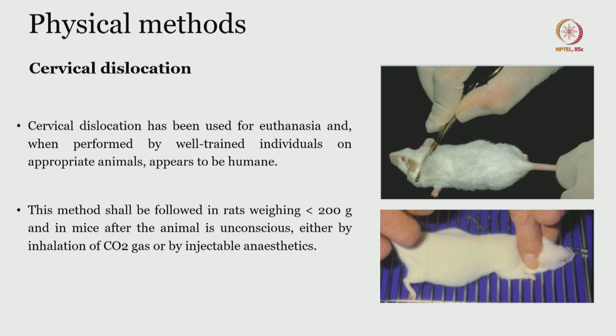So cervical dislocation has been used for euthanasia, and when performed by a well-trained individual, it appears to be humane and is followed in rats weighing less than 200 grams, not for bigger animals.